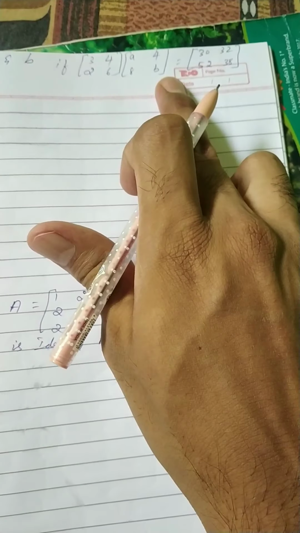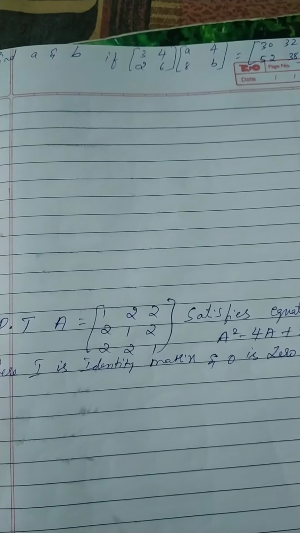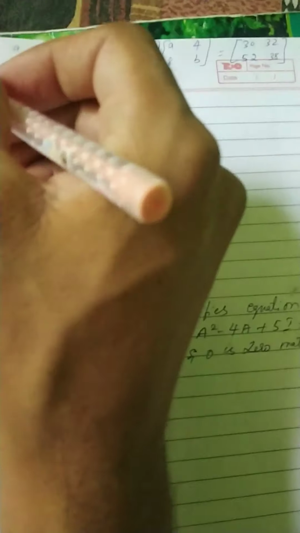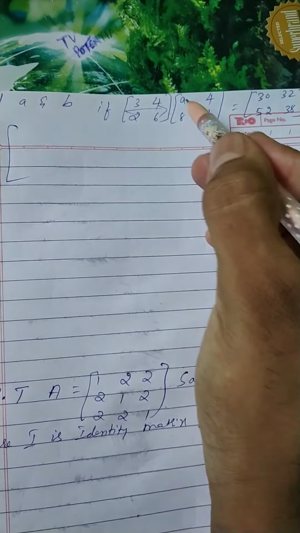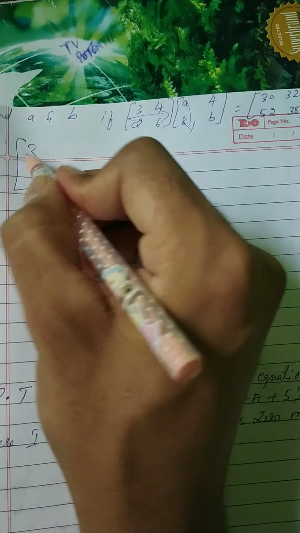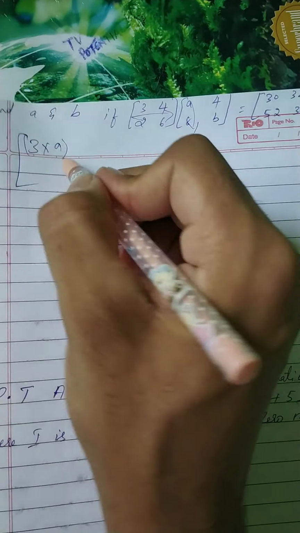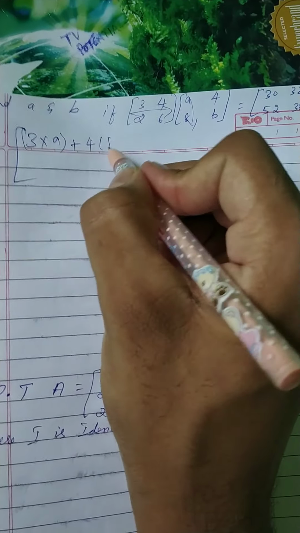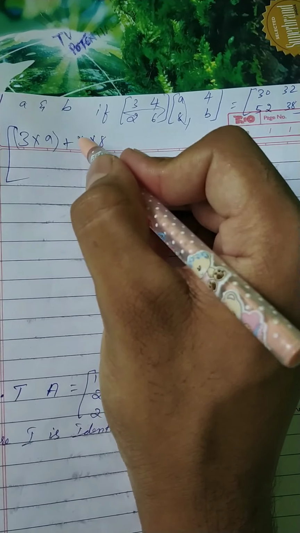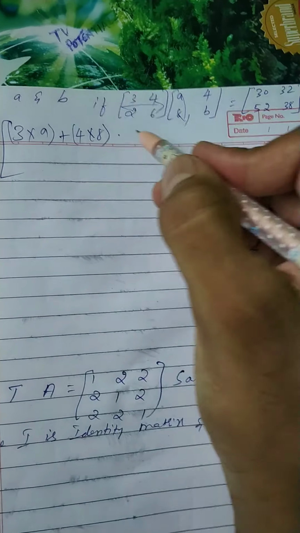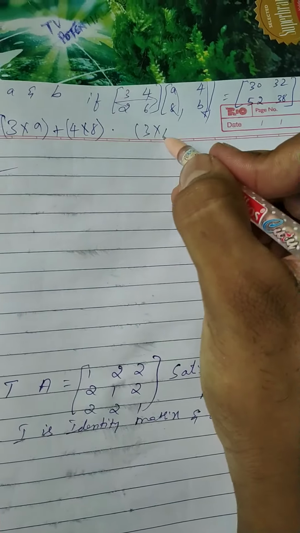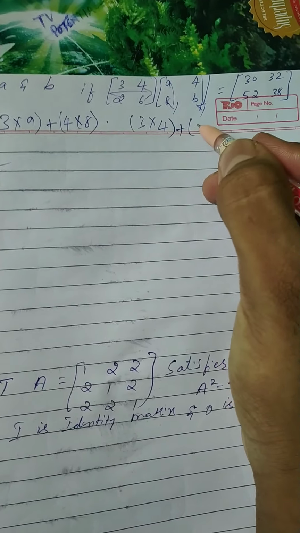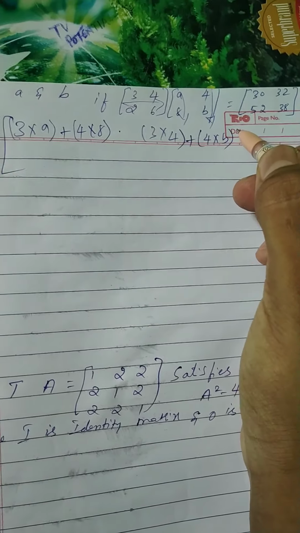Once we multiply, it will be easy for us to find the matrix. So just see the matrix carefully. What is the rule of multiplication? As I told you, first row into first column. So what is that? 3 into A plus 4 into 8. Then first row into second column, 3 into 4 plus 4 into B.